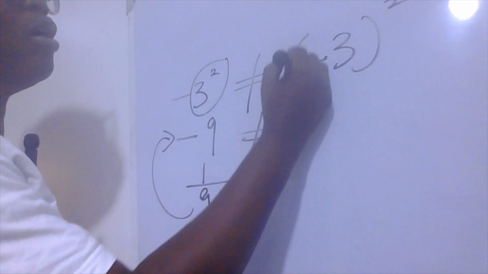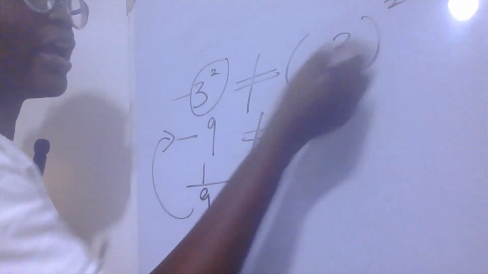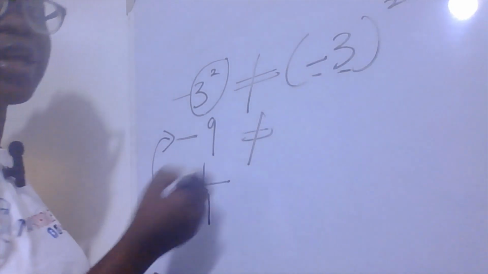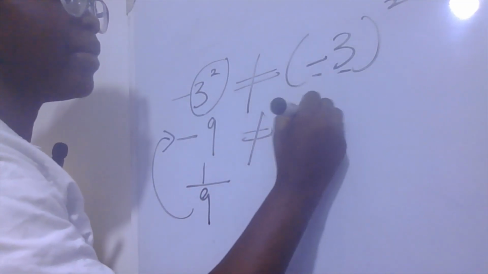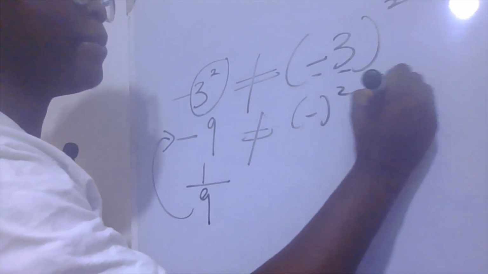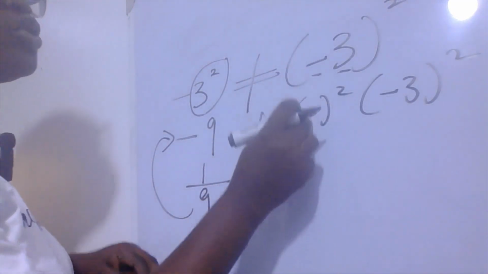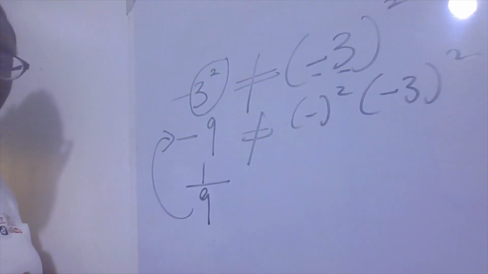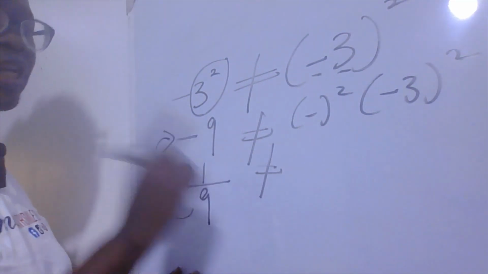Now, minus 3 all in brackets squared. This square is meant for this minus and is meant for this 3, which means minus 3 squared. You're going to be multiplying this minus 3 twice. That's what it means. Are we good? Great. So we have it's not equals to, let's put it that way.